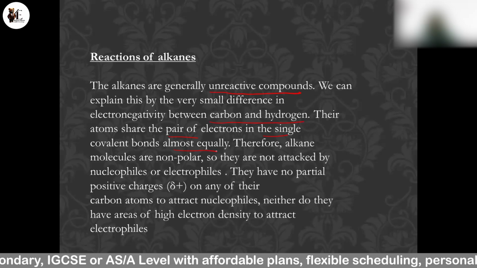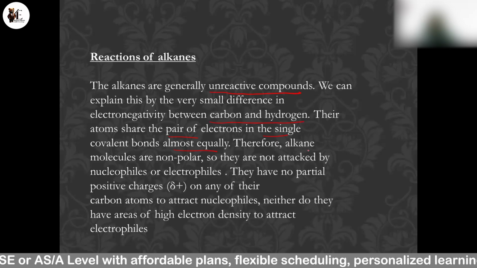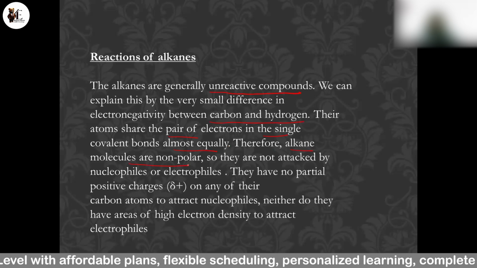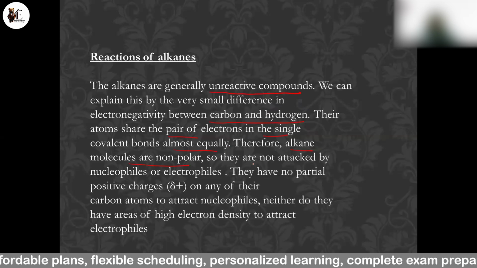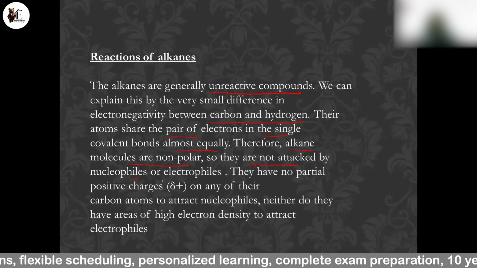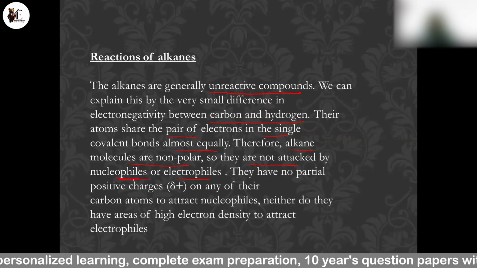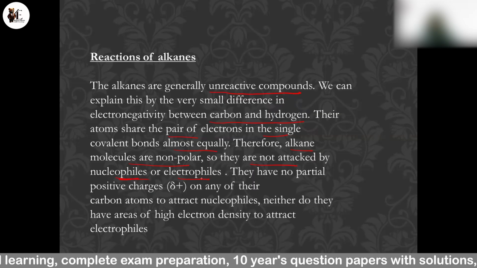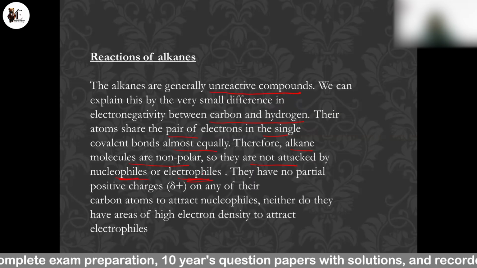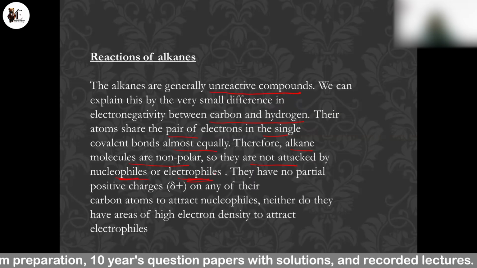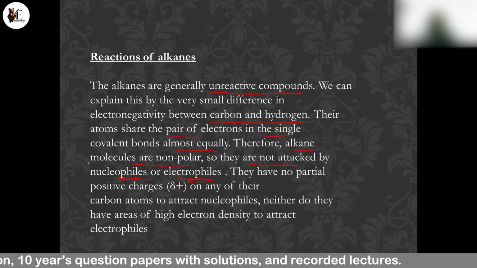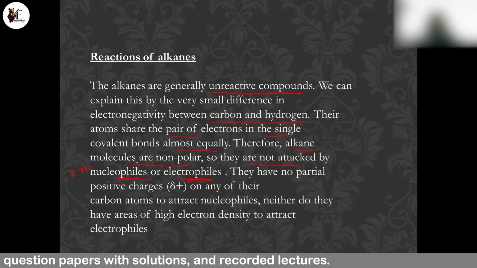That's why they form which type of bond? Covalent bond. Therefore, alkane molecules are not polar. That means they are non-polar. So if they are not polar, they are not attacked by nucleophiles or electrophiles. What are nucleophiles? Nucleophiles are your negatively charged attacking reagents. Electrophiles are your positively charged attacking reagents. They may be neutral also. We have read the examples also. So nucleophiles are electron rich and electrophiles are electron deficient.